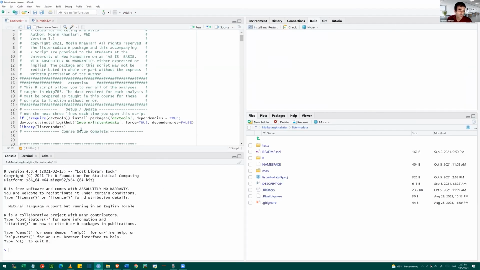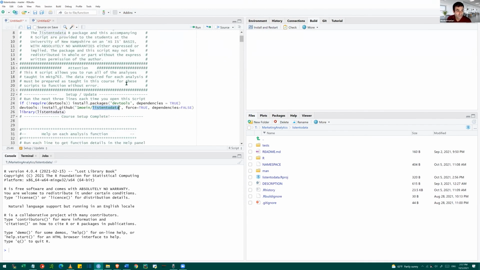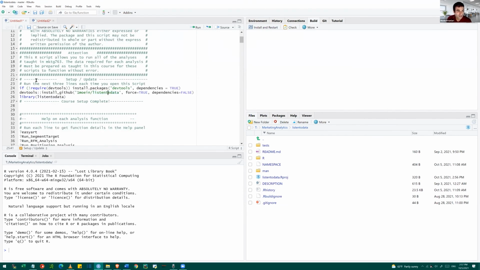So as I had told you before, sometimes some bug fixes are done, and you need to reinstall this listen to data package. If you come up to the top of your analysis hub, you always have this line here, setup or update. The first time we set this up, we just did this. We installed DevTools and listen to data. That's what we did. And we also installed their dependencies.